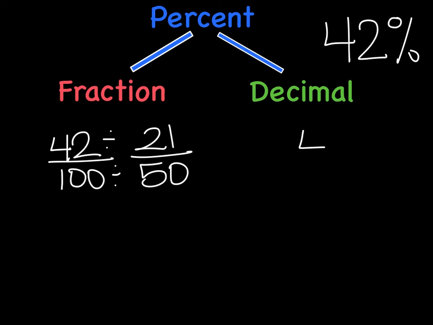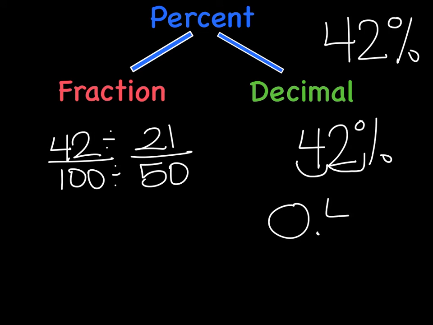When you start with a percent and you want to change it to a decimal, you simply go 2 places to the left. And so your decimal would be 0.42. And that's it.